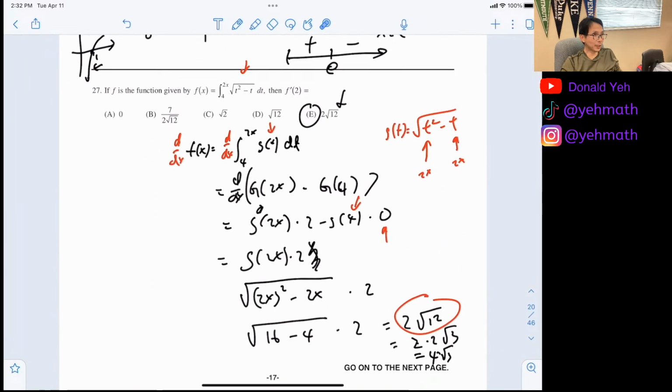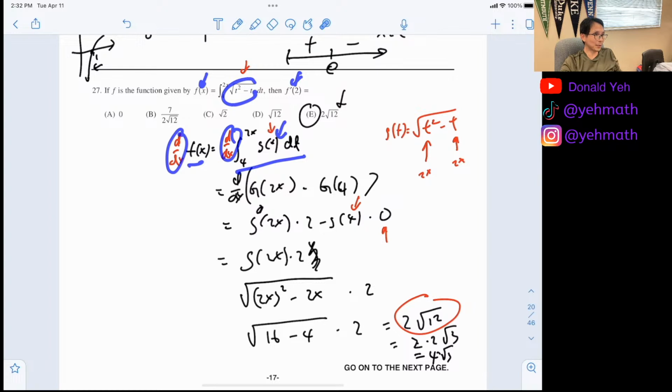Number 27, fundamental theorem of calculus. Why? Because they want an f prime of 2, so that means I have to take a derivative. So I write this d over dx as red. So first of all, I will take integration of this part. Why did I write down g of t? Because I have no idea how to take integration of this. I've been teaching for 10 years. I still don't know how to take integration of square root of t squared minus t. It's actually not possible for any of you guys.